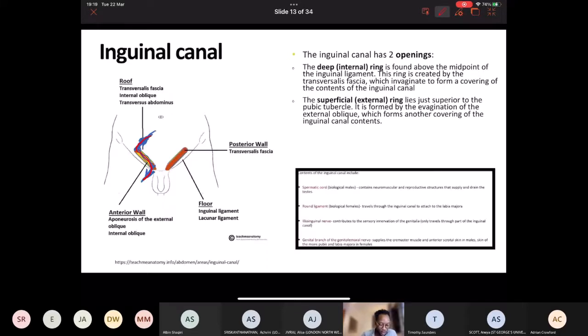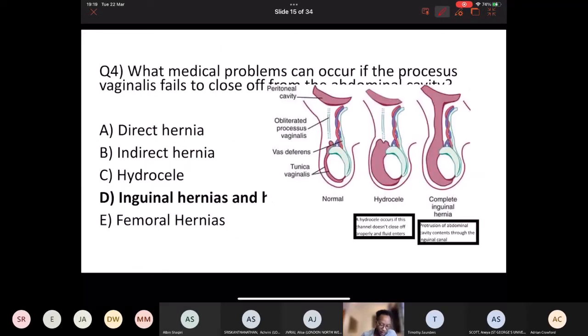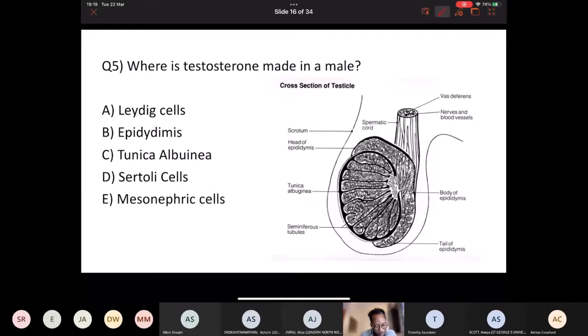And obviously direct hernias usually occur directly through the superficial ring. Okay, great. Now, where is testosterone made in male?